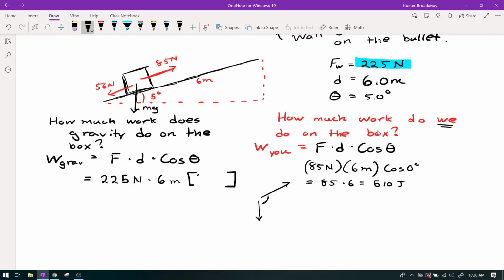95 degrees. So it's going to be the cosine of 95 degrees, because that's the angle between gravity pointing straight down and the direction of motion that is 5 degrees up the ramp. If the ramp was flat and it's 5 degrees up, that's 90 plus 5, which is 95. So when we do it that way, that's 225 times 6 times the cosine of 95, and that's going to give us a value of what?